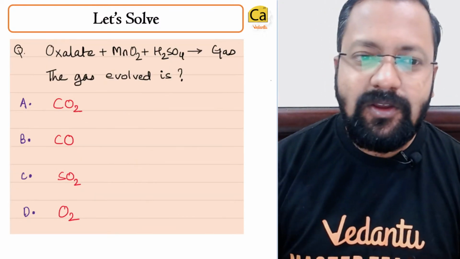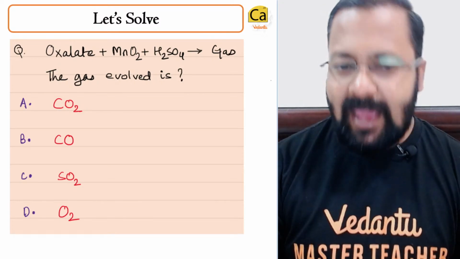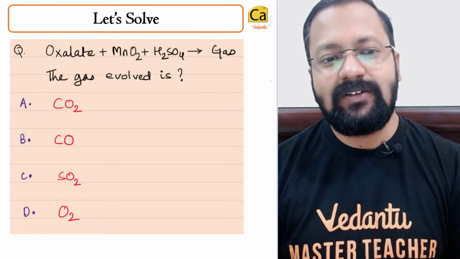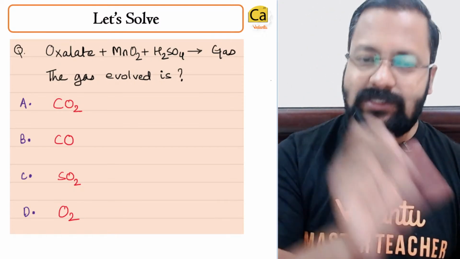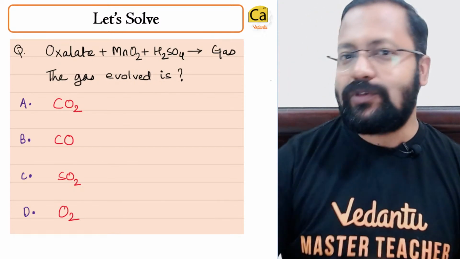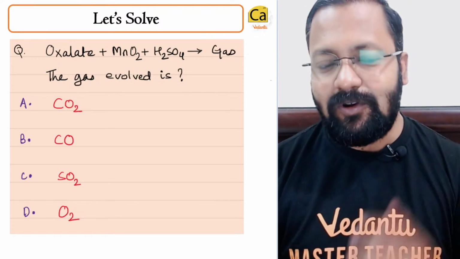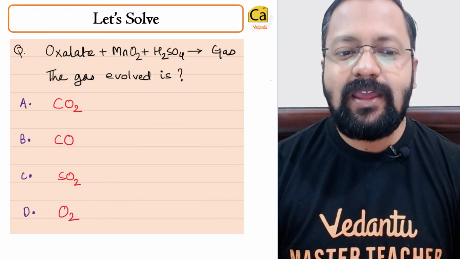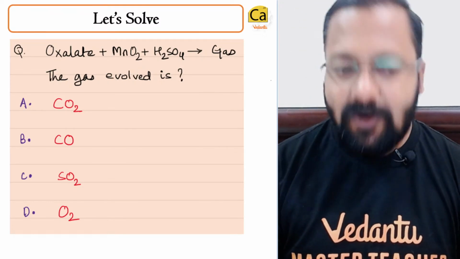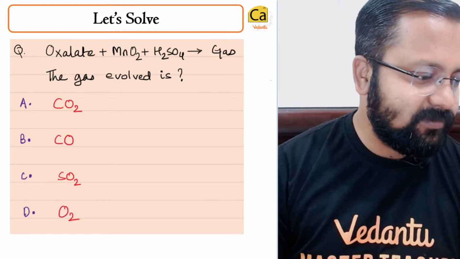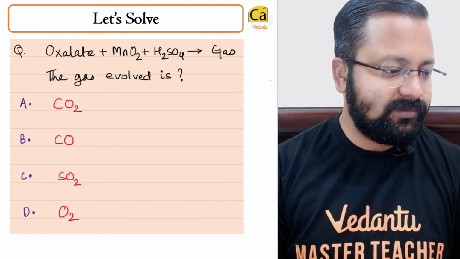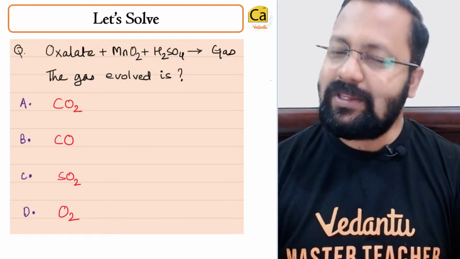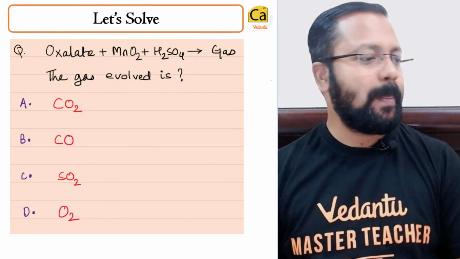If I take oxalate and MnO2 and H2SO4, what is the gas which is evolved? Carbon dioxide, carbon monoxide, sulfur dioxide, or oxygen? Which gas is evolved? Please tell me the answer in the chat box.